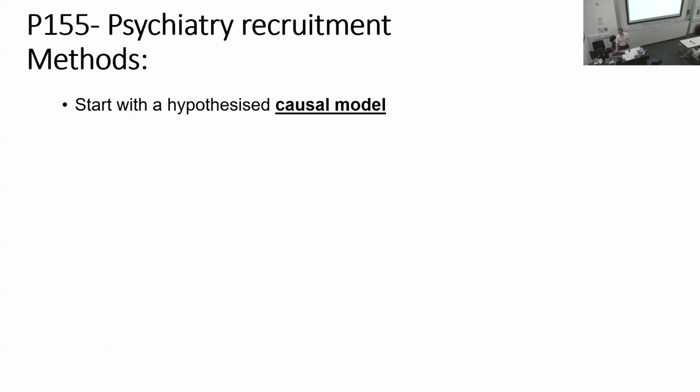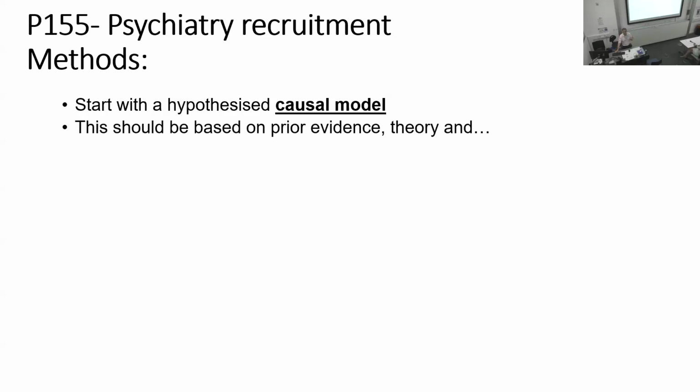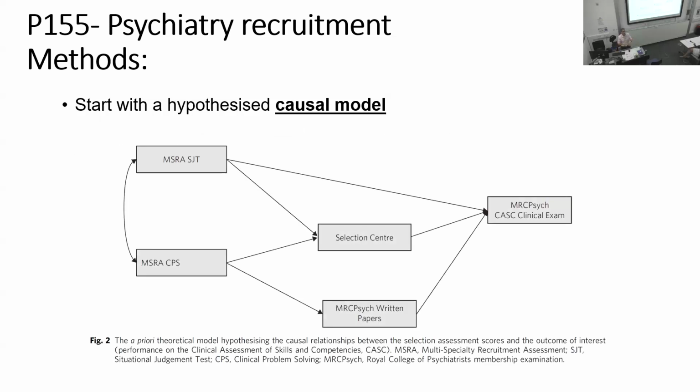So in terms of methods, I always say start with a hypothesized causal model, and that should be based on prior evidence, theory and common sense. I know causality, the C word, is seen as almost like a rude word in statistics. But I actually did a causal inference course just over the road, at the London School of Hygiene and Tropical Medicine many years ago. And that's the one thing I came away with: just have a theoretical model about how you think these factors relate to each other.